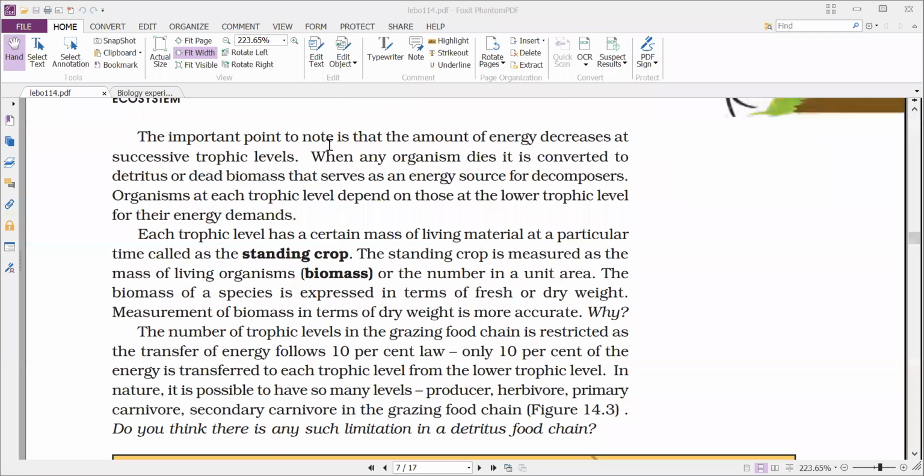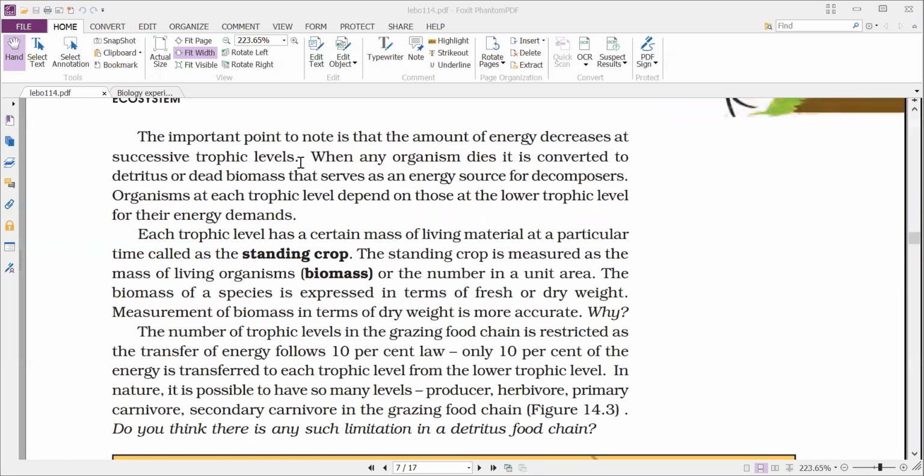Okay, the important point to note is that the amount of energy decreases at the successive trophic levels. That means the total amount of energy will be gradually decreasing from lower trophic level to higher trophic level. That means the producers have a high amount of energy because they obtain it from the sun, and they are the primary source of food material to all the organisms.